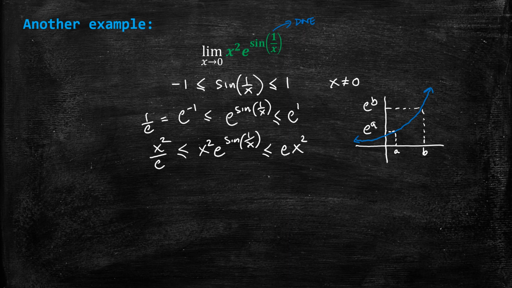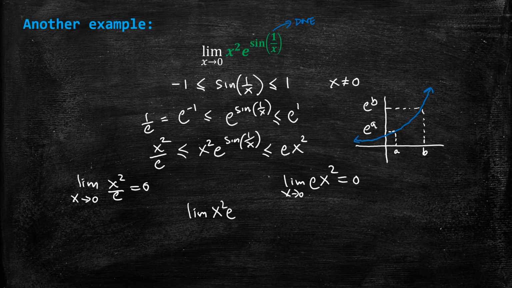And we're interested in the limit as x goes to 0. So let's look at the lower and upper functions. The limit as x goes to 0 of x squared over e equals 0. And conveniently, the limit as x goes to 0 of e x squared equals 0. So it must follow that the limit of x squared e to the sine 1 over x, by the squeeze theorem, being hemmed in between these two functions, must also equal 0. Sorry, I forgot this here.